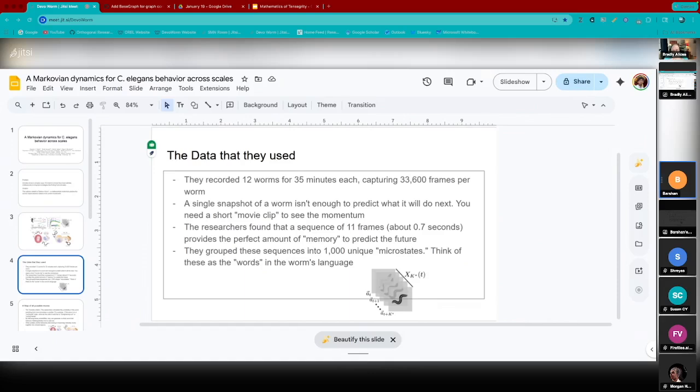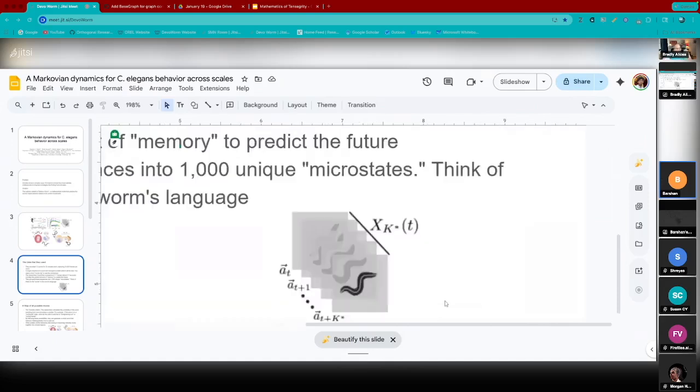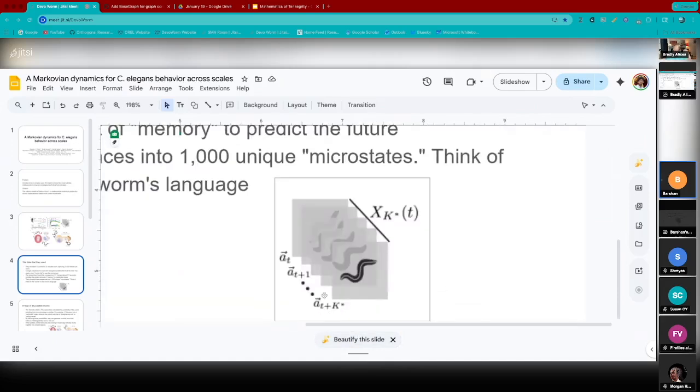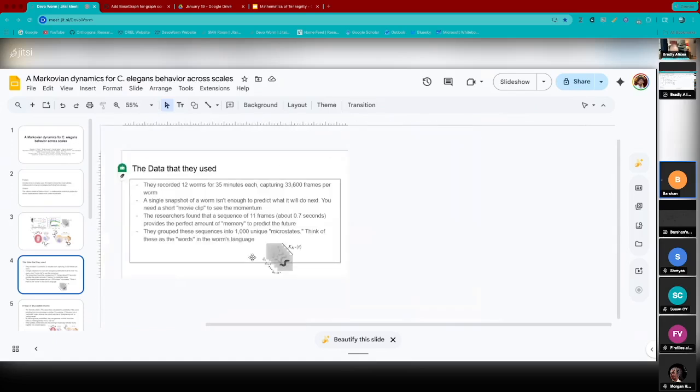So they took a sequence of 11 frames, which they used to feed into the model to predict the next frame. And these sequences were called microstates. As you can see, in this small picture, a_{t+k} refers to the building blocks of the sequence, the single body shape at one moment of the worm. And the whole x_k(t) is the collection of the shapes over 11 frames, which is then inputted into the worm model to generate the next sequence.